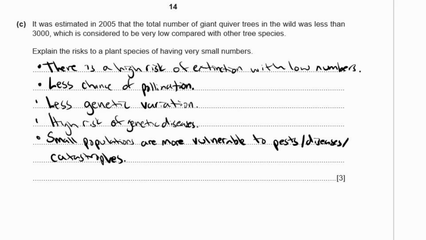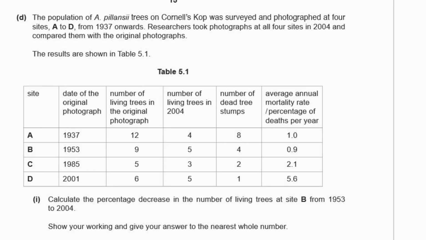Let's go on to D. The population of A. Palensi trees on Cornell's Cup was surveyed and photographed at 4 sites, A to D, from 1937 onwards. Researchers took photographs at all 4 sites in 2004 and compared them with the original photographs. The results are shown in Table 5.1. If you notice, these are at different sites. They're not the same site being sampled at different years. They're different sites being looked at at different points.